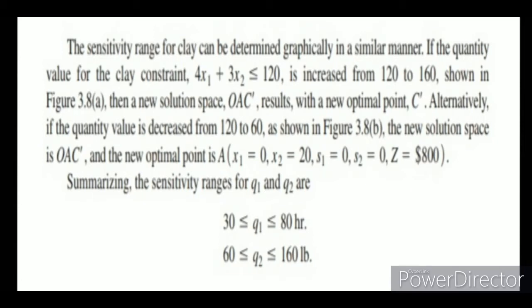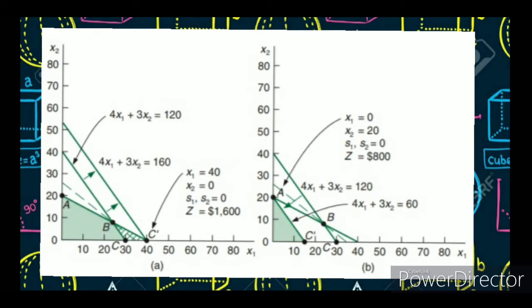In summarizing, the sensitivity ranges for q sub 1 and q sub 2 are 30 ≤ q sub 1 ≤ 80 hours, and 60 ≤ q sub 2 ≤ 160 pounds. So let's have a look at figure 3.8. As you can see, this figure also has two graphs, A and B.